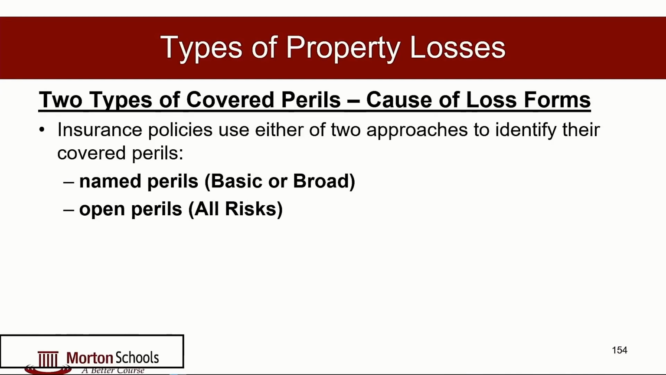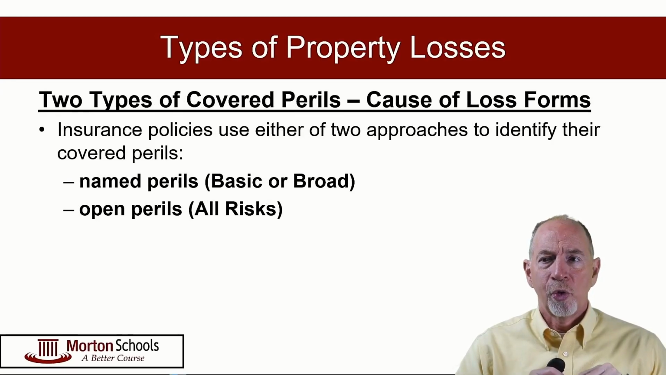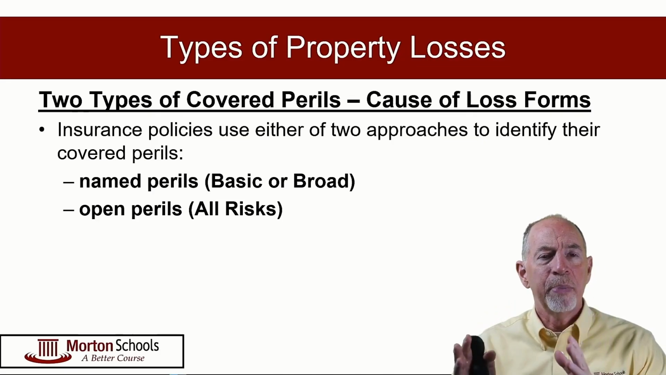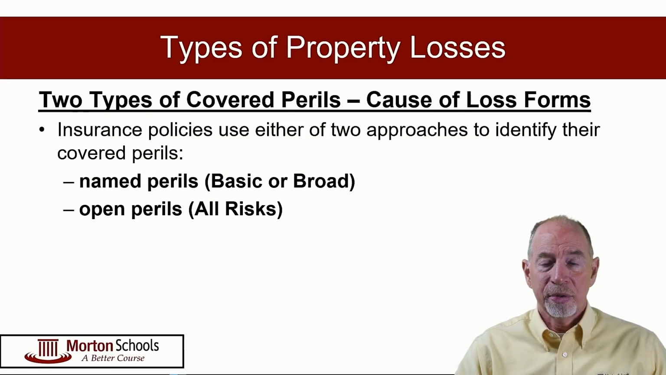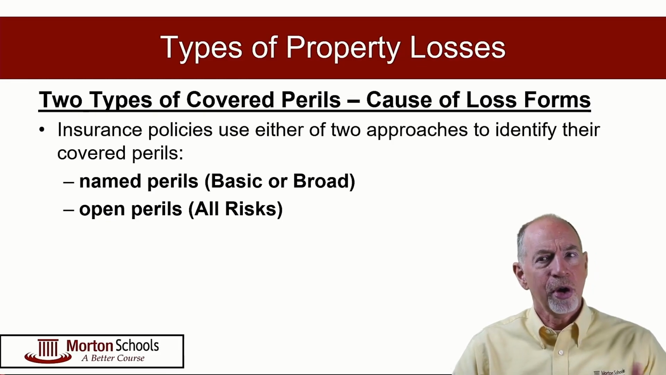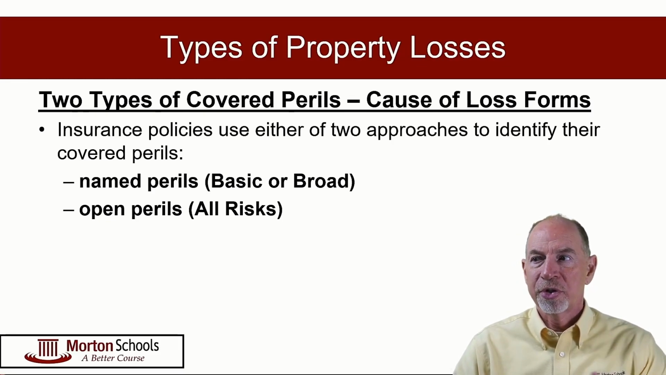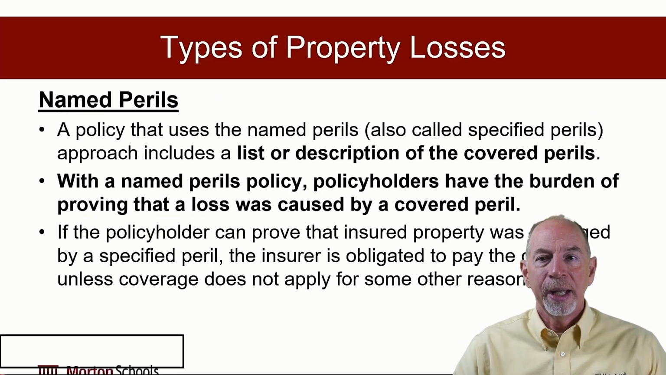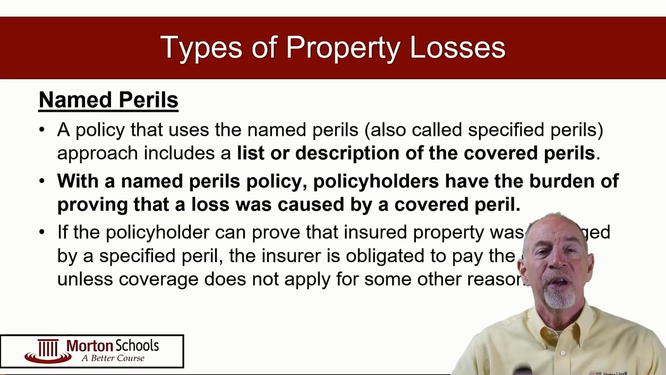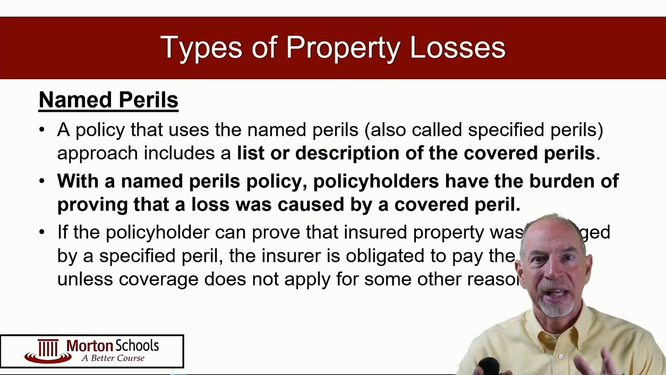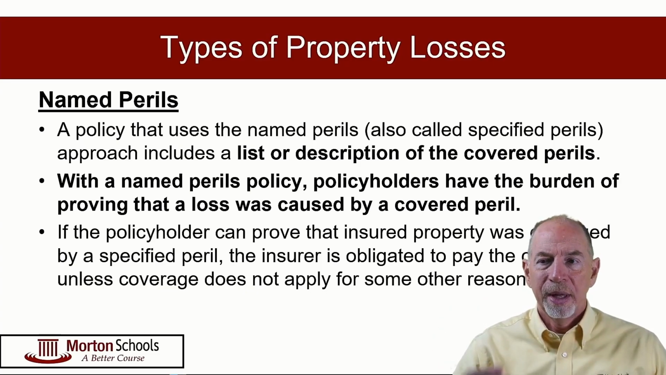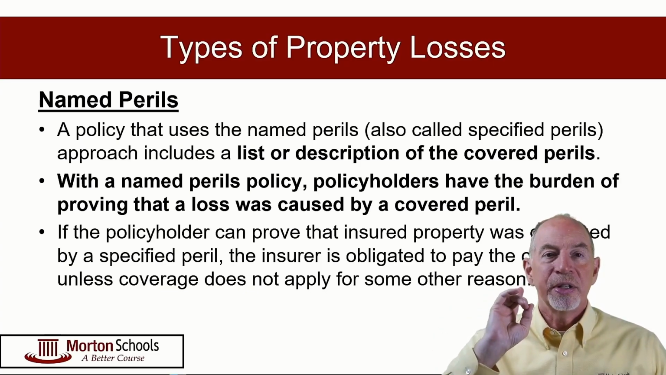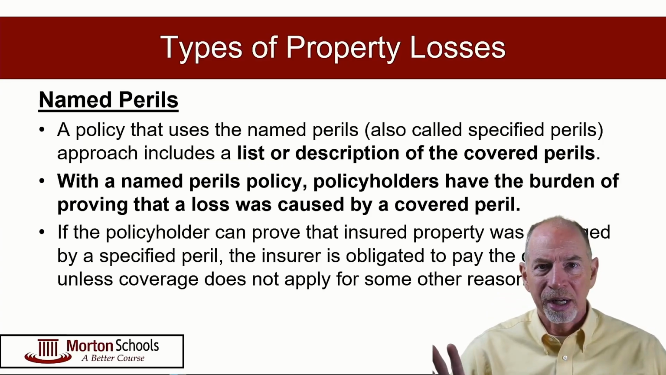Now let's get into these particular cause of loss forms. There's two of them on here. We have named perils and we have open perils. And the name really tells you what it is. You're going to see that a lot when we cover this material, that the name really tells you what it is. So let's start, of course, with named peril, the first of the cause of loss forms. Named peril means simply that if that particular peril, that bad thing that causes the loss, is on this list, then it's covered. If it's on the list, it's covered. If it's not on the list, it's not covered.